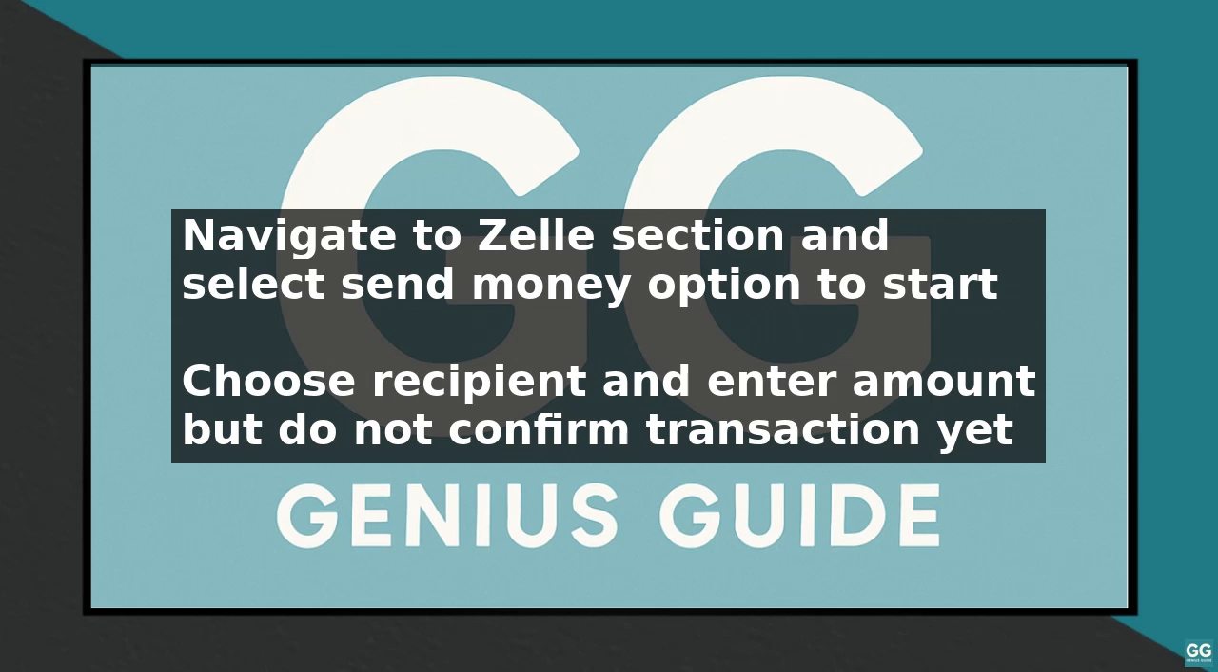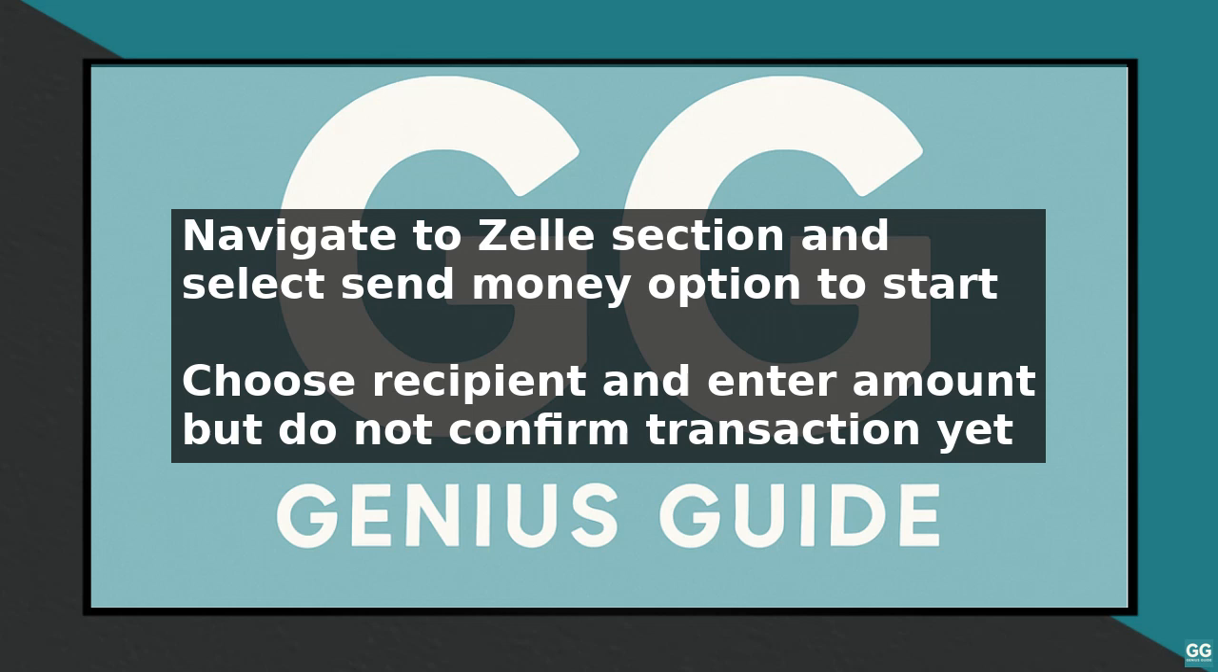You will then be prompted to enter the number of people you want to split the bill with, including yourself. Enter the names or email addresses of the people you want to split the bill with. You can add them from your contacts or type in their information manually. Make sure to include yourself in the list if you are also contributing to the payment.